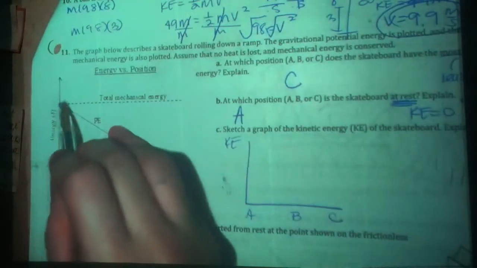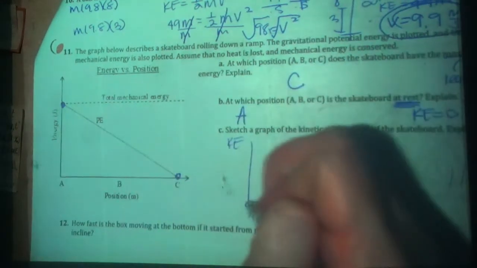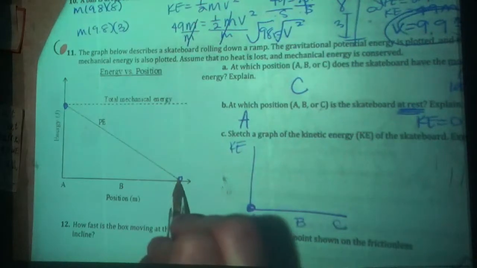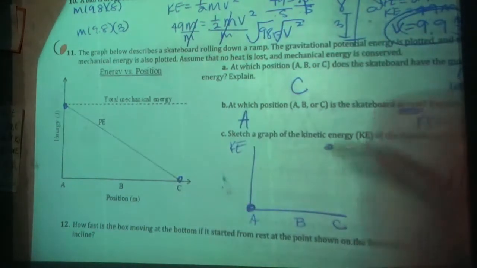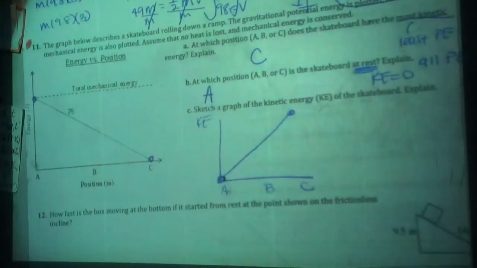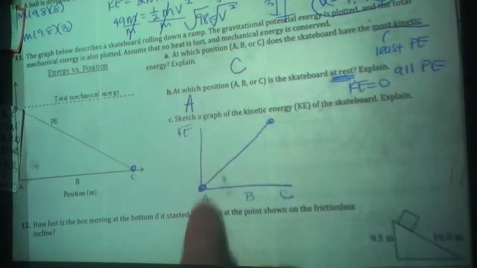Well, here, if my potential is the total, that means I start with no kinetic energy. Here, I have no potential energy, but I still have energy, so that means it's all kinetic energy, so it's going to look like the exact opposite, like this. And that at least checks out with our answer choices, so the most kinetic is at C, and it's at rest, 0 kinetic, at point A.